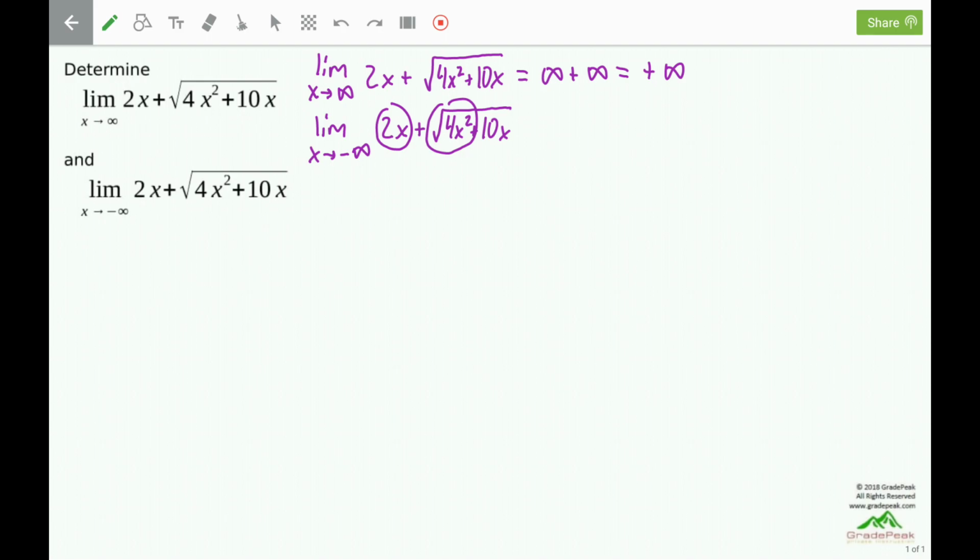Plugging in negative infinity, 2 times negative infinity will be negative infinity. Plus, negative infinity squared is positive infinity, times 4 is positive infinity, and the square root of positive infinity is positive infinity. The result is negative infinity plus a positive infinity, or reversing the order, infinity minus infinity. We have the infinity minus infinity indeterminate form here. We will have to rework this.